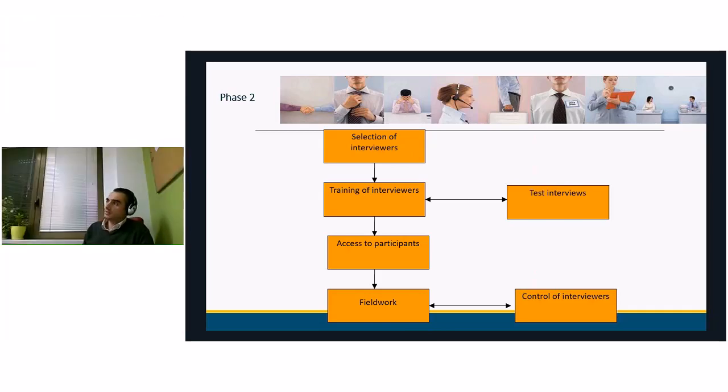You select good interviewers to do the fieldwork for you. You have to train them and tell them what to ask. You make a small test to see whether they understand it or not. They go into the field and have access to participants. It depends whether it's business-to-business research or residential research. They go to business premises, or to the homes of the respondents, or find them in some trade center, etc. You control them, and that's it. So I hope this phase is clear for everyone.